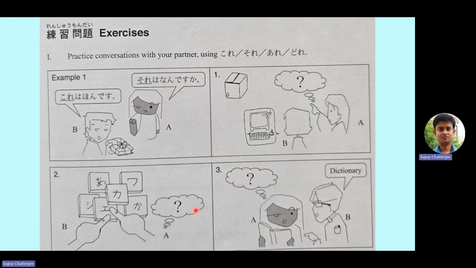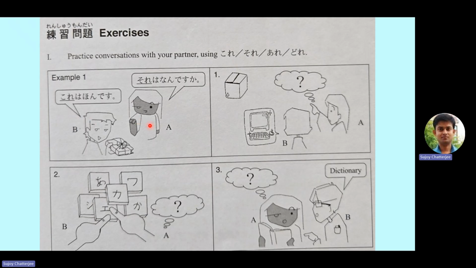Here come the exercises. The question is, practice conversations with your partner using kore, sore, are, and dore. If you remember what all these are, then it's well and good. If not, I would recommend you go back to the previous videos of this series so that you are well prepared before you attempt these exercises. In each of these questions, there are two persons talking and you have to answer using one of these. The first one is given as an example.